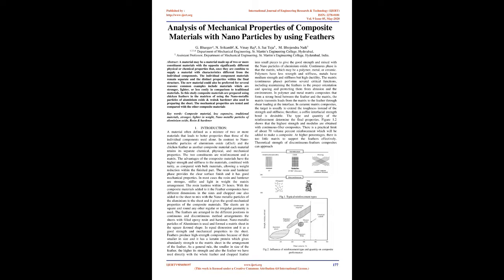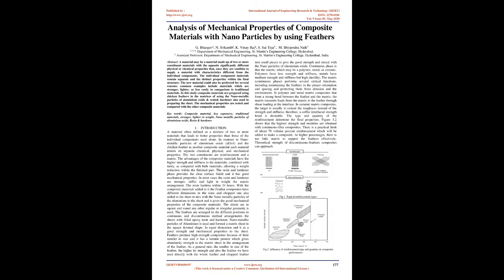The new material could be preferred for several reasons. Common examples include materials which are stronger, lighter, or less costly in comparison to traditional materials. In this study, composite materials are prepared using chicken feathers in the matrix, using nanometallic particles of aluminium oxide, and resin and hardener are also used in preparing the sheet. The mechanical properties are tested and compared with other composite materials. Keywords: composite material, less expensive; traditional materials, stronger, lighter in weight; nanometallic particles of aluminium oxide, resin and hardener.